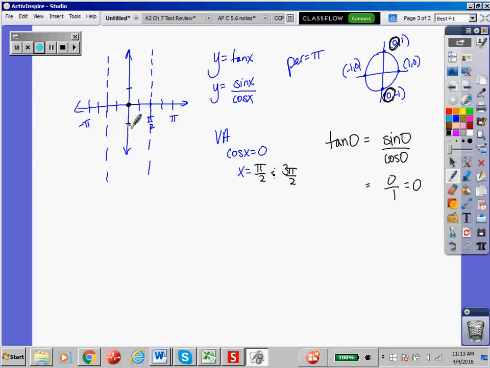Okay, so when you make 4 tick marks, if the second one is pi over 2, what's the first tick mark? Pi over 4. All right, so I'm thinking, well, what's tangent pi over 4? Well, you could do sine over cosine, but I happen to know this one. This is the tangent of 45 degrees. So the tangent of 45 degrees is 1.